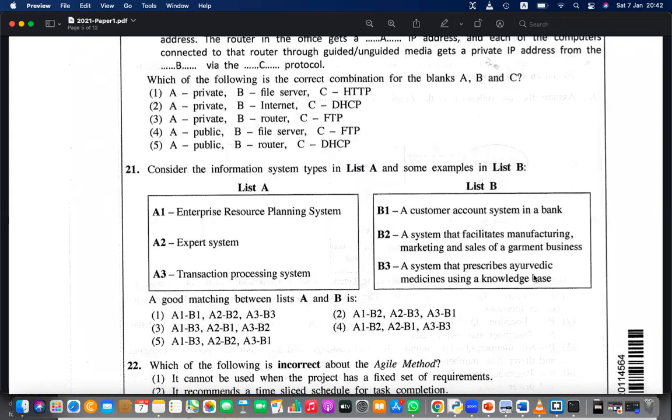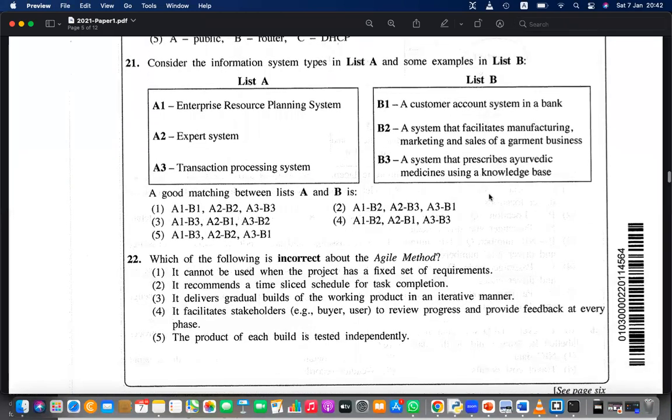21. Consider the information system types in list A and some examples in list B. A1, ERP system is basically responsible for a system that facilitates manufacturing, marketing, and sales in a government business, can be an ERP system. A1, B2.